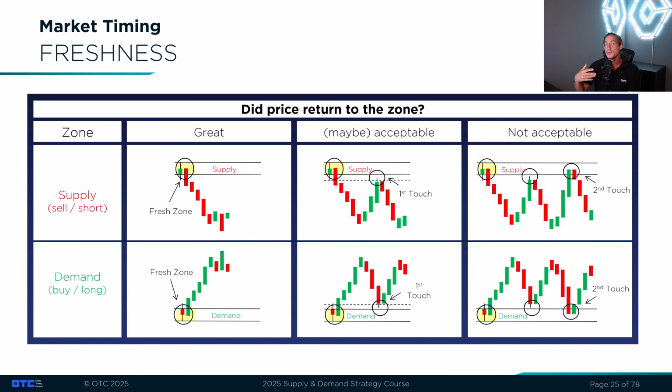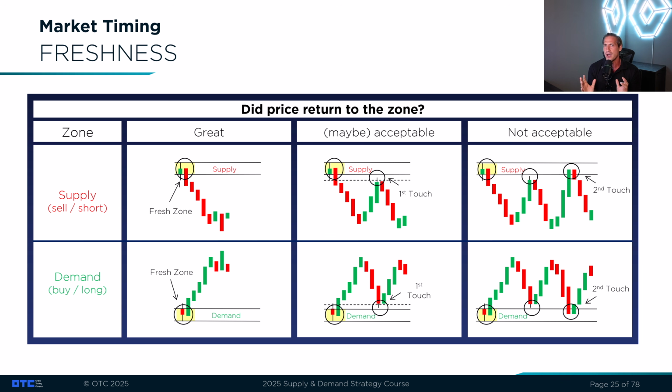So now we can measure freshness of a zone based on either the preferred version or the wider version of the zone. And I'll dive deeper into this as we go through the lesson. But here's the general rule. A zone always starts with the wider version. Conceptually speaking, when the wider version is hit, like in this second example labeled maybe acceptable, it consumes some of the unfilled orders.